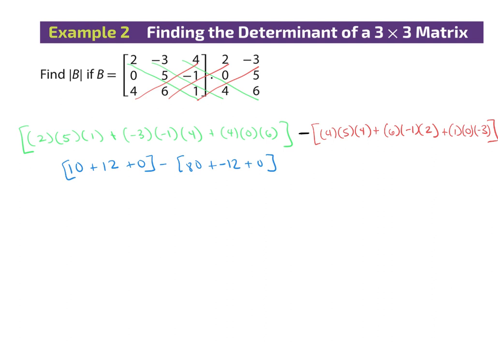So this is just basic. At this point, you're just doing order of operations. So we have 22 minus 68 equals negative 46. That would be our determinant using diagonals. Okay? Questions on that method?